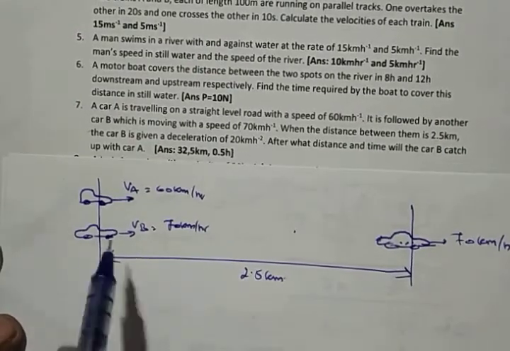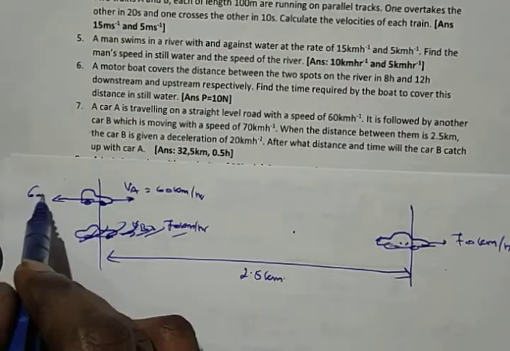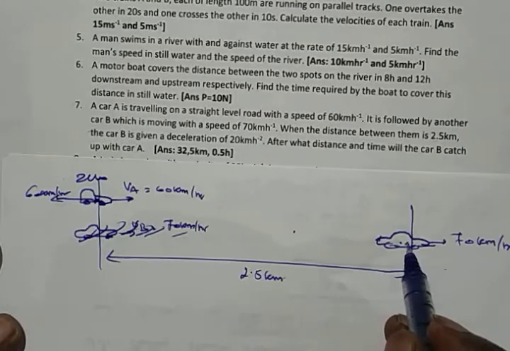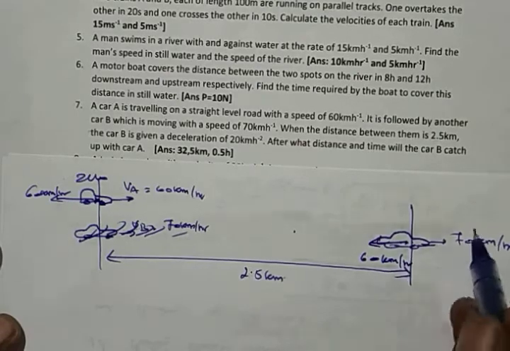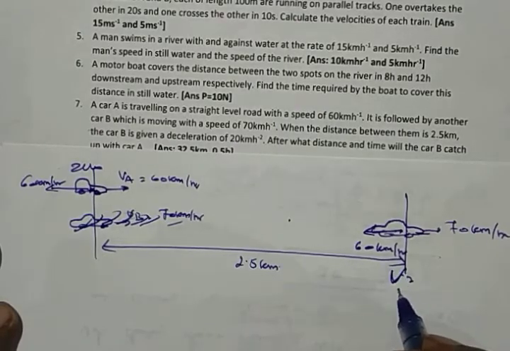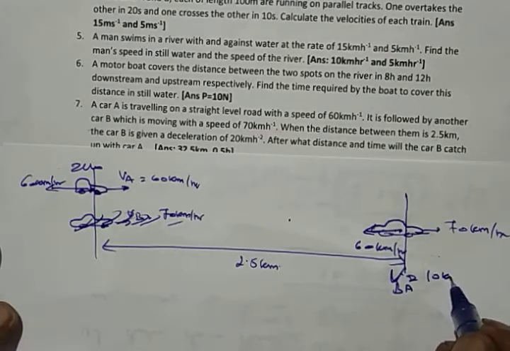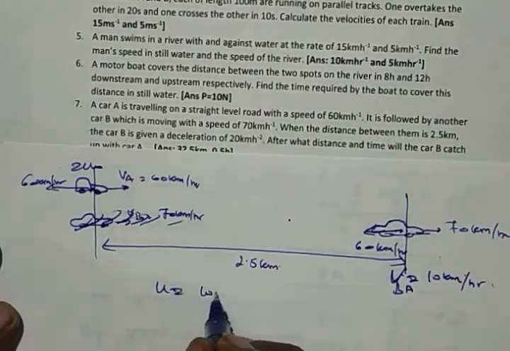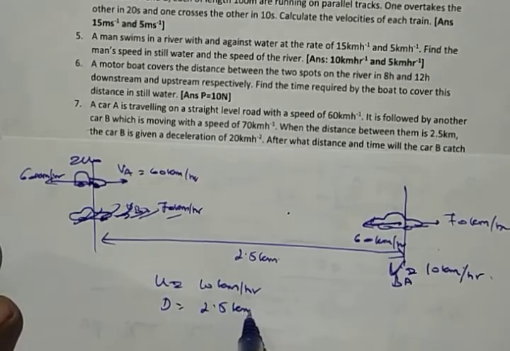Very simple. First of all, this car is already gone. Put this car at rest by applying 60 kilometers per hour opposite. So this is going to be at 0, at rest here. Apply 60 kilometers per hour here, so 70 minus 60. What will happen? The effective velocity, the relative velocity of B with respect to A, is going to be equal to 70 minus 60, 10 kilometers per hour. So the initial velocity for us is only 10 kilometers per hour, and the distance is going to be equal to 2.5 kilometers.